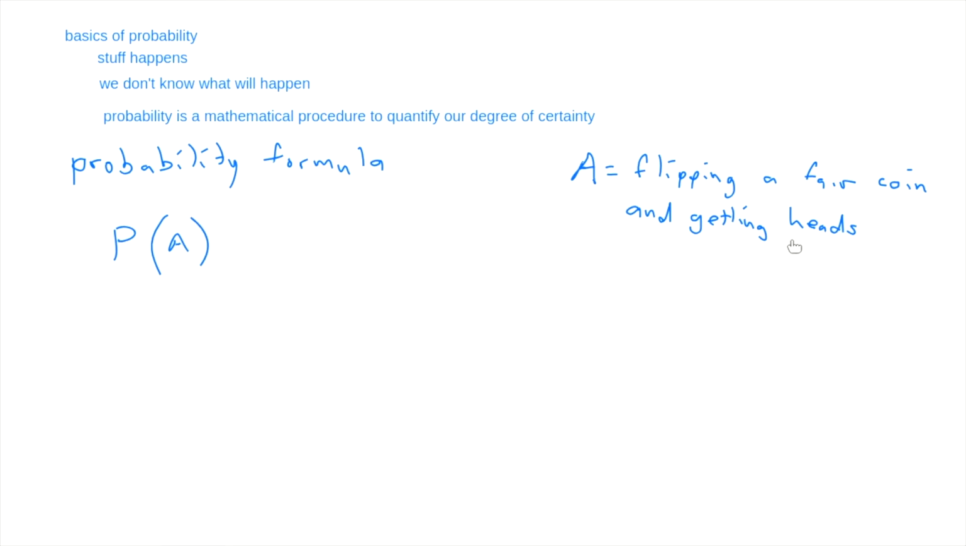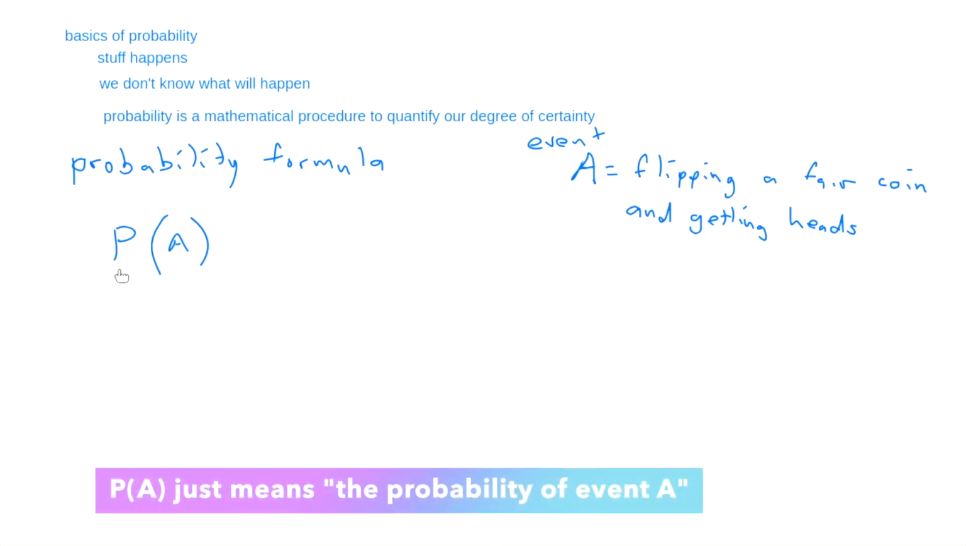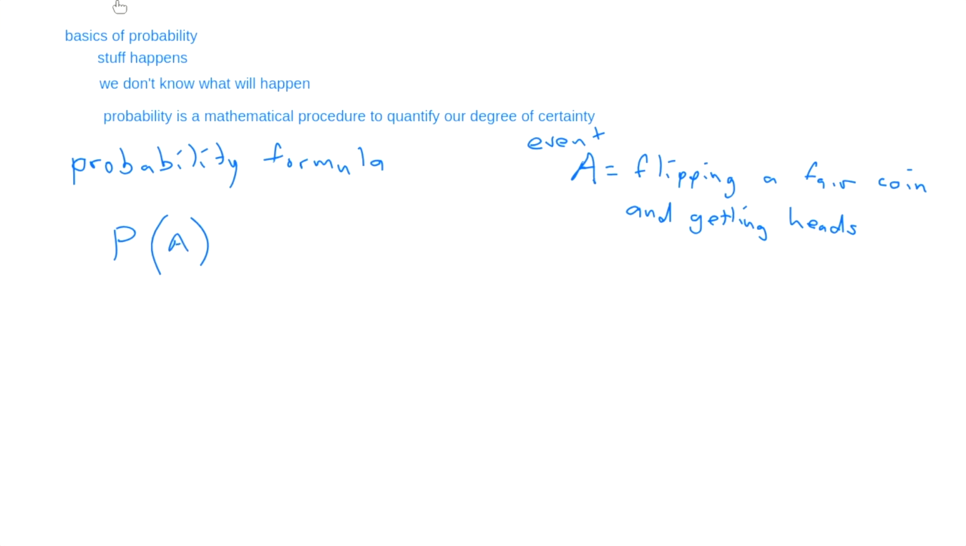But flipping a fair coin and getting heads, this is what we call an event. And so event A means flipping a fair coin and getting heads. And so this right here, the P stands for probability. Well, that makes sense. The probability of A, the likelihood of flipping a fair coin and getting heads. We're keeping this very general here. We're just saying A. We'll come back to what A means.